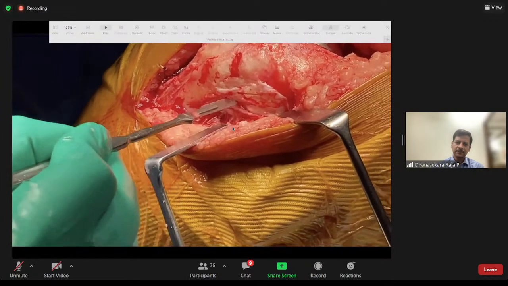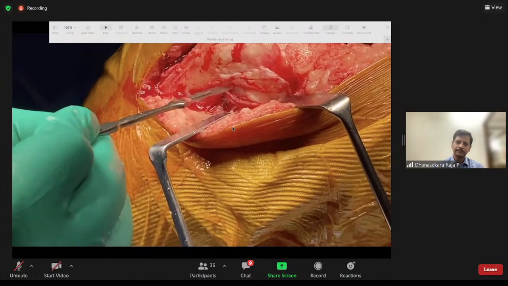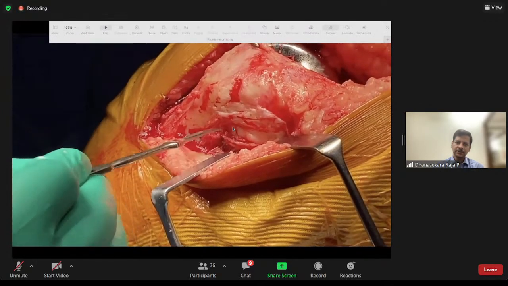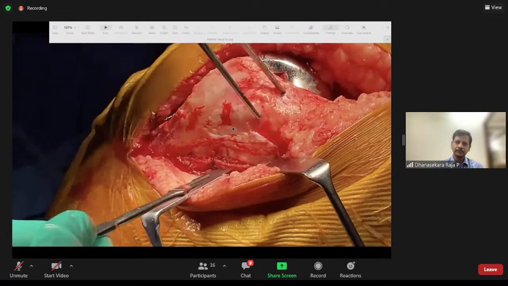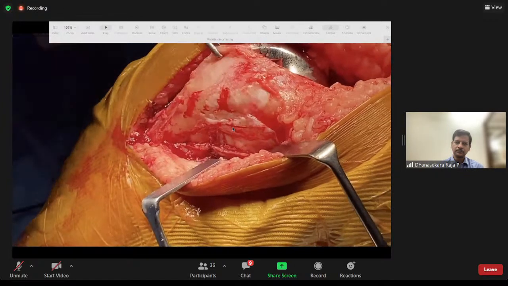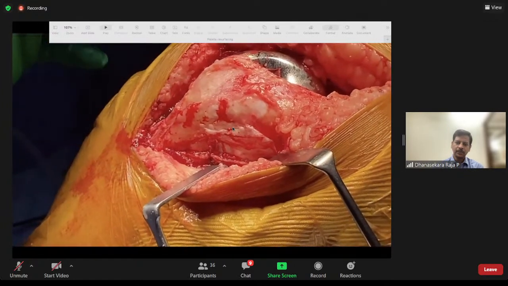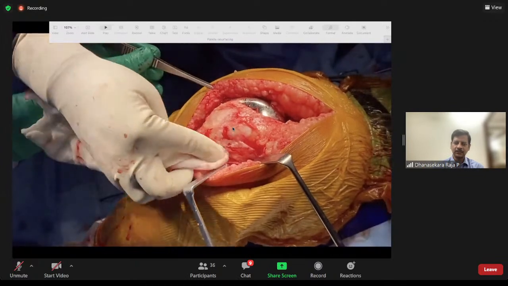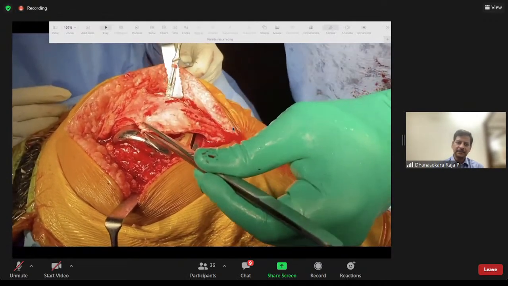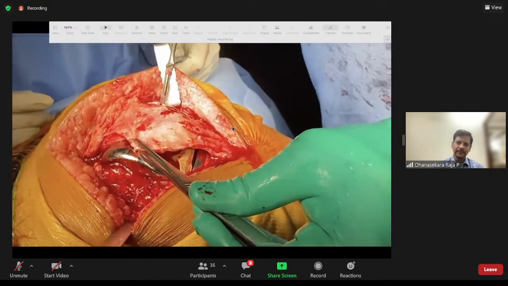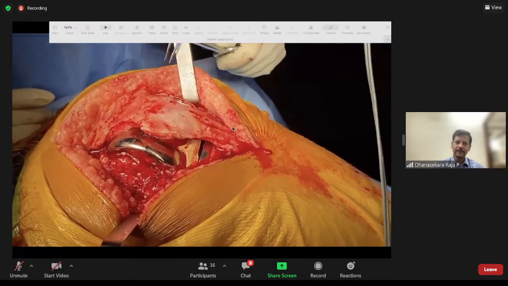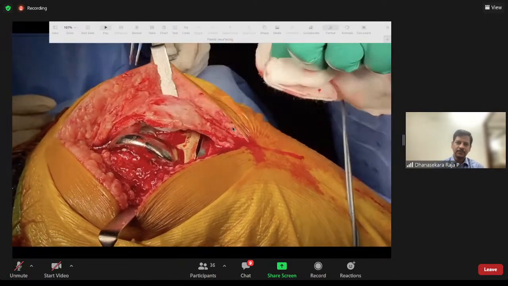I slowly progress to the superior pole. We make sure we don't injure the retinaculum. We avoid going to the superior pole where there is a more superior retinacular vessel. You can see there is slight improvement in patellar tracking. That's not adequate. Still, it is lifting up. So going up to the superior pole now.